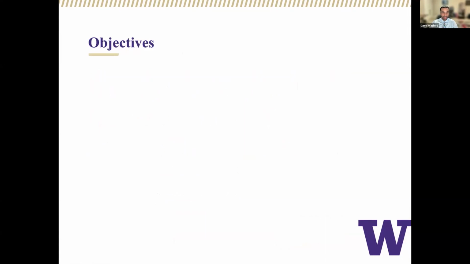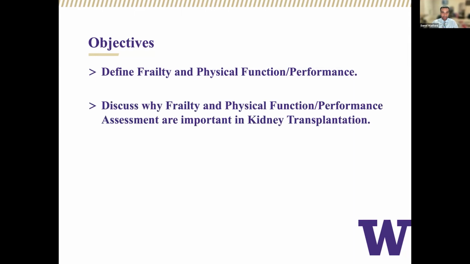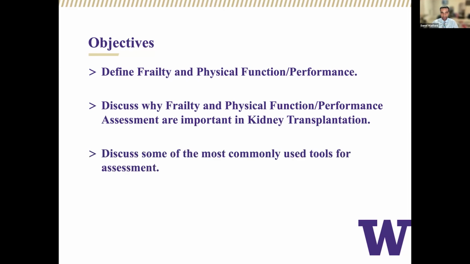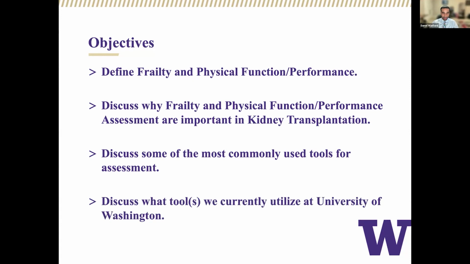Some objectives for my talk today. Firstly, I want to just go over some definitions. I want to try to define frailty and physical function as well as physical performance. I also would like to discuss why frailty and physical function and performance assessment are important in kidney transplantation. I'd like to discuss some of the most commonly used tools for assessments. There are a lot out there, both used in transplant programs as well as in the literature, and so I'll try to go over a few of them just to familiarize our audience. And finally, I want to discuss what tools we currently utilize here at University of Washington.